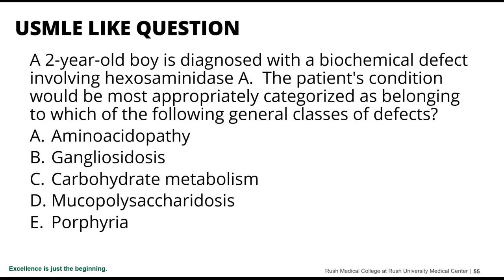A 2-year-old boy is diagnosed with a biochemical defect involving hexosaminidase A. The patient's condition would be most appropriately categorized as to which of the following general classes: amino acidopathy, gangliosidosis, carbohydrate metabolism, mucopolysaccharides, or porphyria. So this is Tay-Sachs because it's hexosaminidase A, and that affects the gangliosides. So that concludes this presentation.